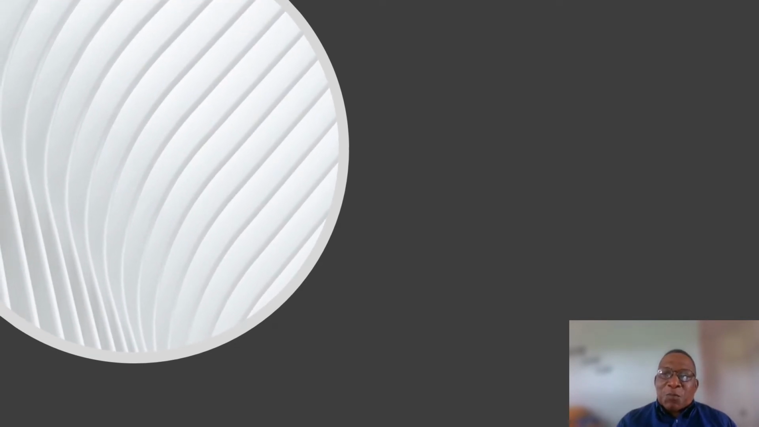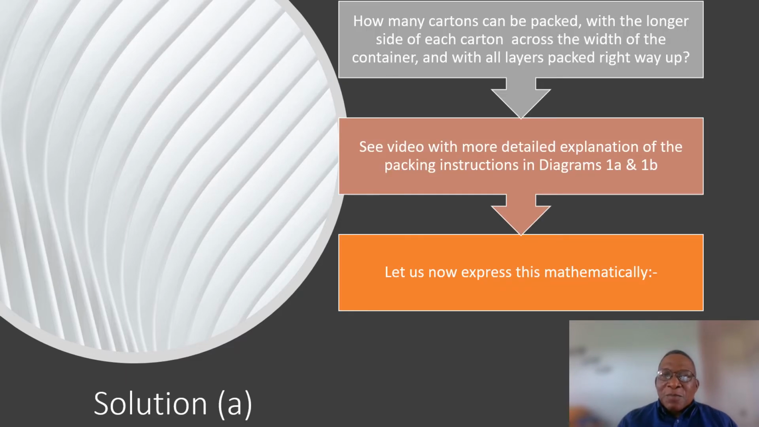The highlighted information on the previous slide is our first packing instruction. Now, A asks us, how many cartons can be packed with the longer side of each carton across the width of the container and with all layers packed right way up? Now, there's a video that I'd like you to look over after you have finished going through this, which is going to give you some more detailed explanation of this particular packing instruction. It is called diagram 1A and 1B.